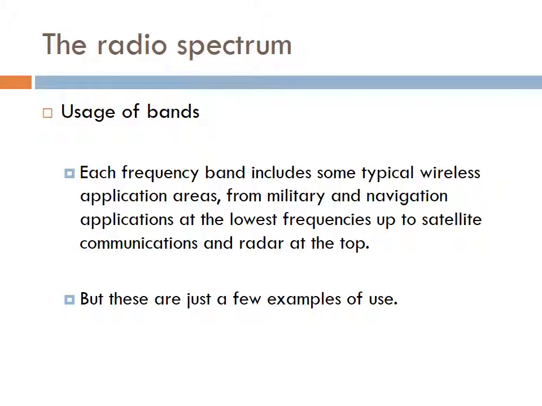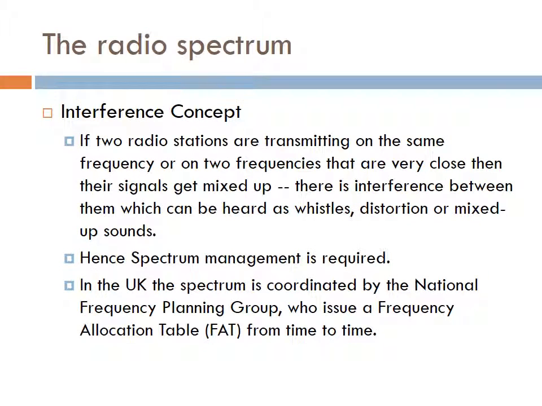So each frequency band includes some typical wireless application areas, from military and navigation applications at the lowest frequency up to satellite communication and radar at the top frequencies. If two radio waves are transmitting on the same frequency, or on two frequencies that are very close, then their signals get mixed up. There is interference between them, which can be heard as voices, distortion, or mixed up sounds. And spectrum management is required.